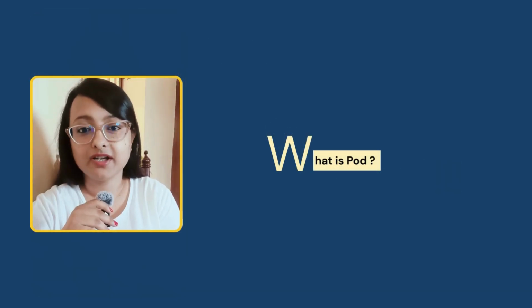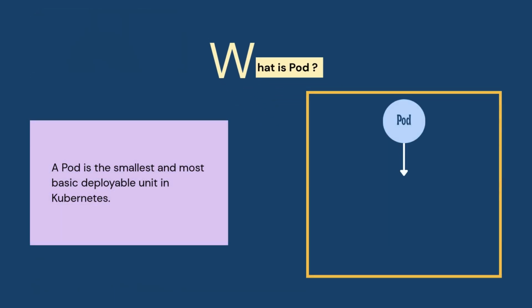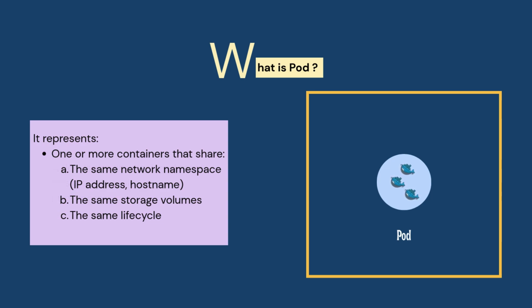Let's start with what is a pod. A pod is the smallest and most basic deployable unit in Kubernetes. It represents one or more containers that share the same network namespace, the same storage volumes, and the same lifecycle. Think of your pod like a wrapper around your application's containers.